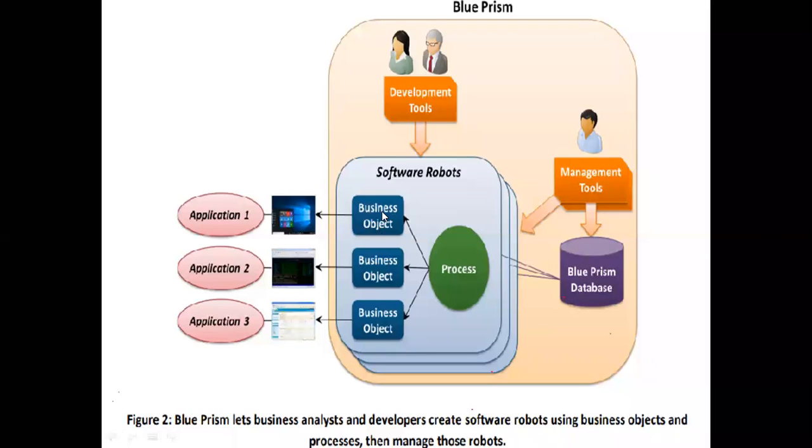One business object is nothing but one sub-process. When we group the business objects, it will become one process, or we call it one bot. One bot is equal to one human resource.